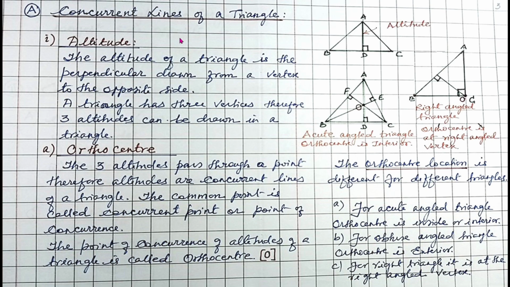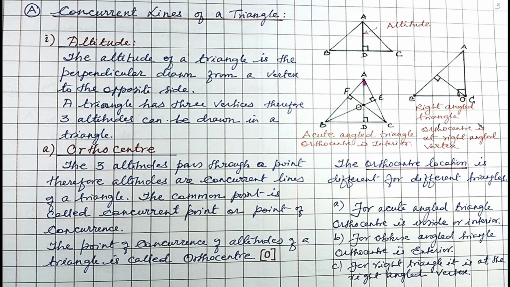Now before we start with the altitudes, let us understand what is an altitude. The altitude of a triangle is the perpendicular drawn from a vertex to the opposite side. A perpendicular drawn from the vertex to its opposite side. Therefore AD, which is the perpendicular drawn from the vertex A to the opposite side BC, is the altitude. Rather, AD is the altitude of the triangle ABC.